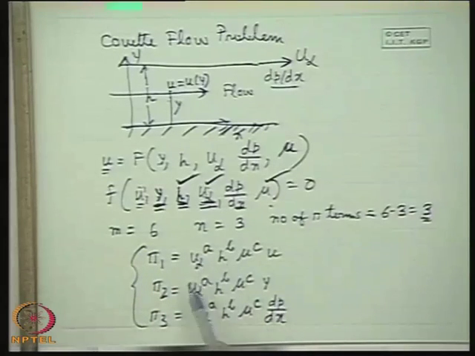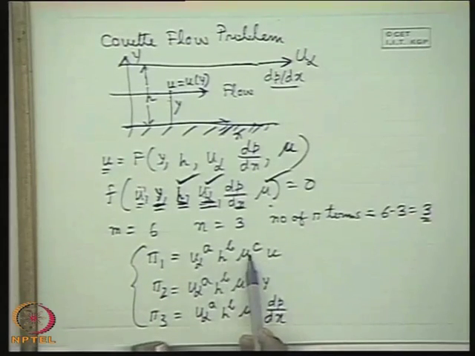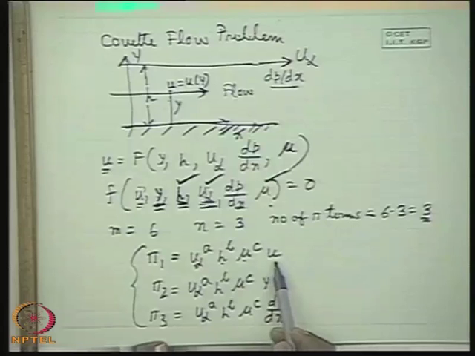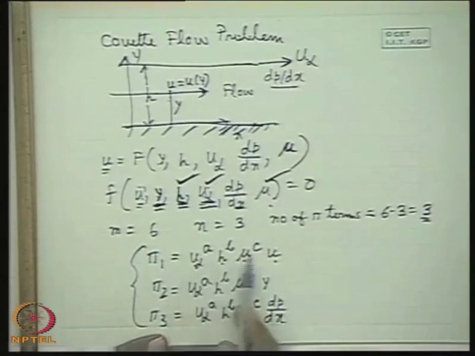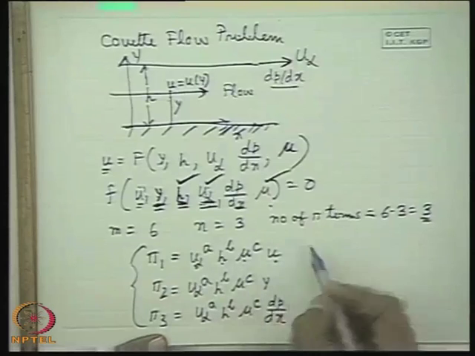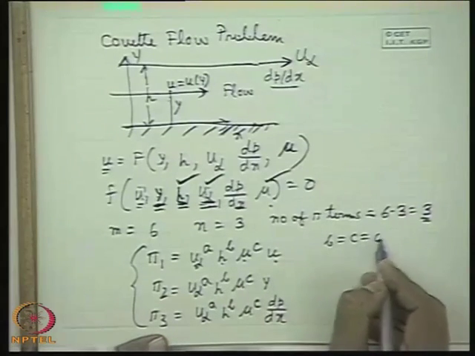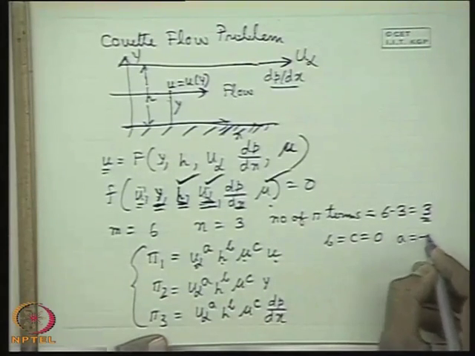Now if you substitute the dimensional formula of this L by T, L T to the power minus 1, this L, M L to the power minus 1, T to the power minus 1, and this U is L T to the power minus 1. This way if you do, you see here this pi term will tell B is equal to C is equal to 0 and A is equal to minus 1.